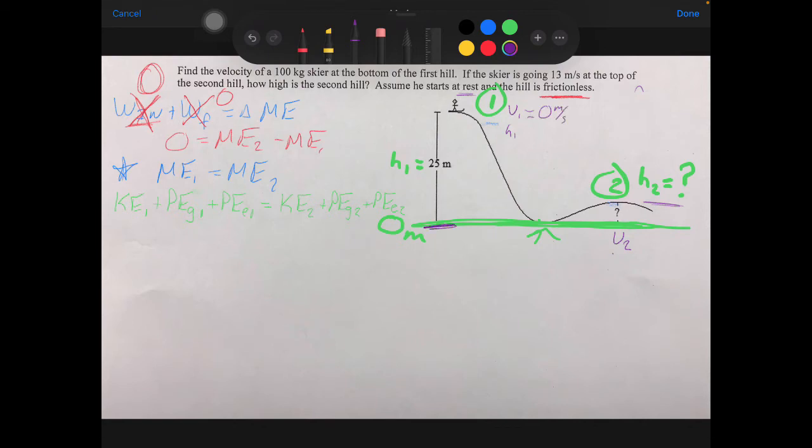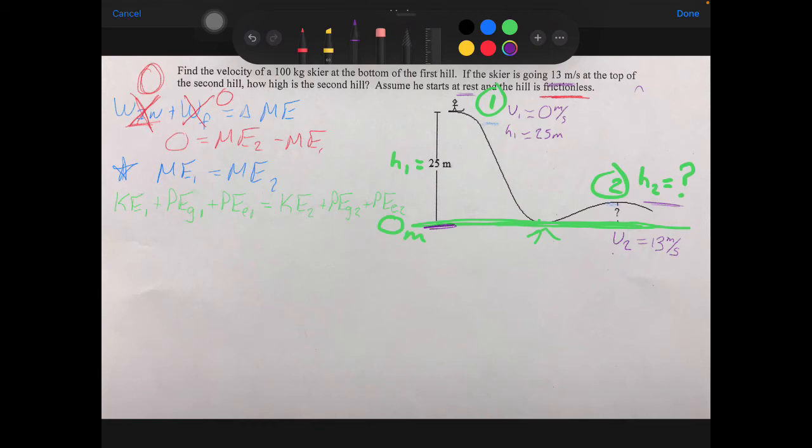If this is my starting height of 0, then my H1, like I had said earlier, is going to be 25 meters. It says that if the skier is going 13 meters per second at the top of the second hill, that means the skier's V2 is 13 meters per second. That's my V2 value. Now, having those identified is going to help us cross some stuff out.